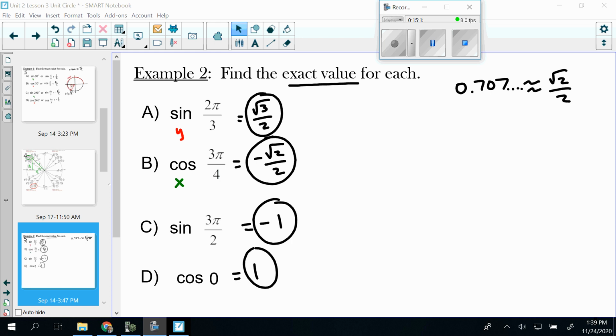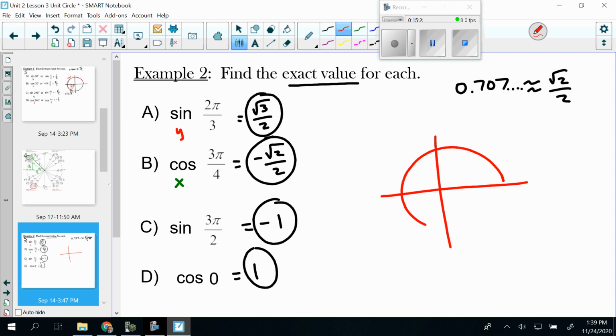All right, so let's see what you got. You should have come up with -1 and a +1. This 3 pi over 2 is the same as 270 degrees on a unit circle. That puts us right there. So what is the ordered pair for that? 0, -1. Sine value is our y, so that would be our y value of -1.